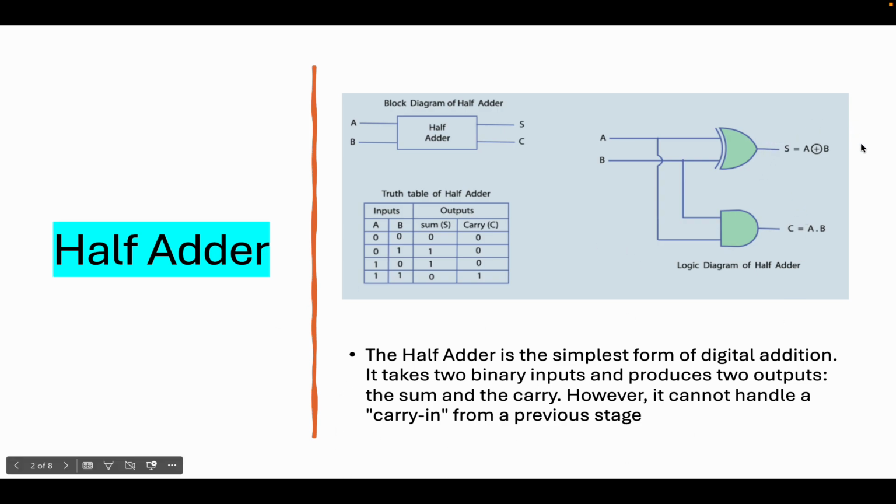That means if I have two adders in continuous stages, I cannot put the carry in as an input to the other adder. The carry just remains over here and does not get added in the next stage. So only for two inputs, a half adder can be used. If you have more inputs, you need a full adder. This is the block diagram of a full adder, and this is a logic diagram.